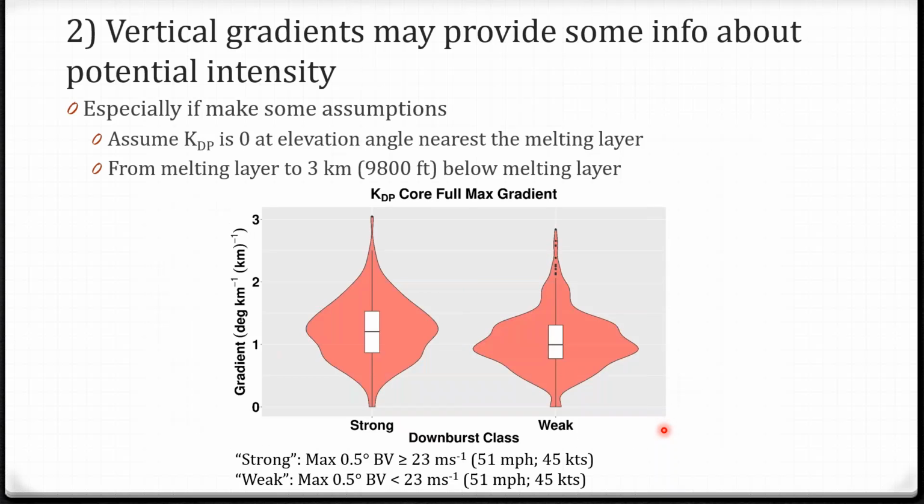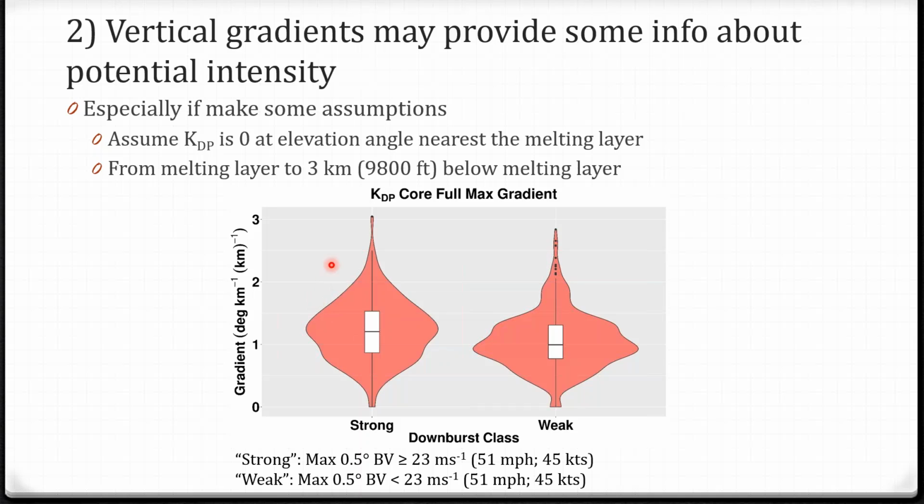And so then we decided to plot out some violin plots just to see if there were differences between strong and weak downbursts. And we found that if you make some assumptions, there is less overlap here than if you just look at KDP near the melting layer. So for this particular one, we assumed that KDP was 0 at the elevation angle nearest the melting layer. And then we calculated what the vertical gradient was from there down to 3 kilometers below the melting layer. And there's still a fair amount of overlap, but there is less.